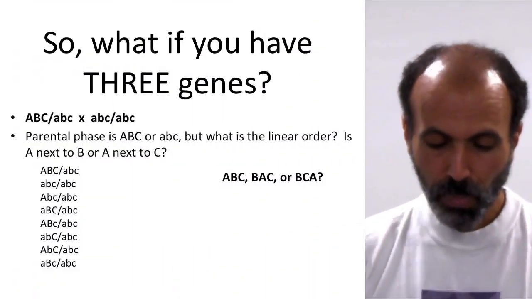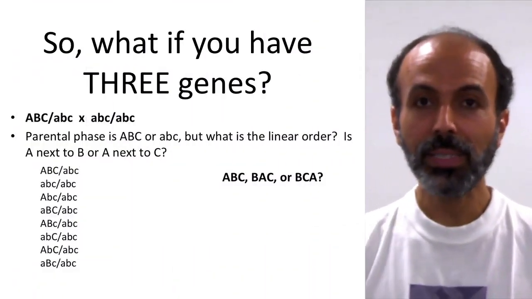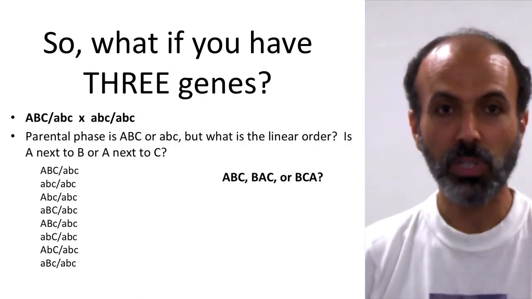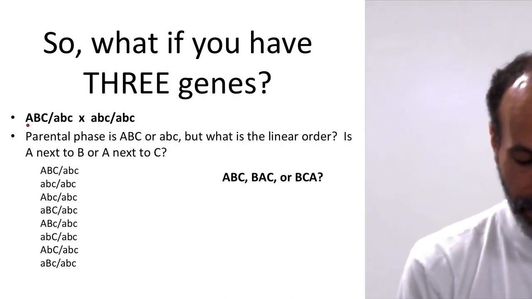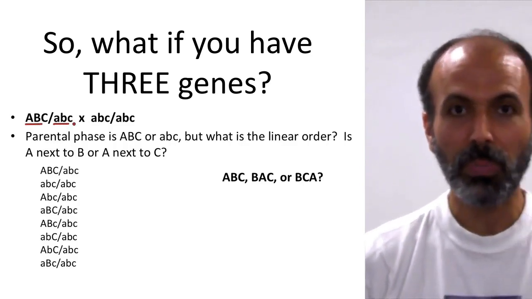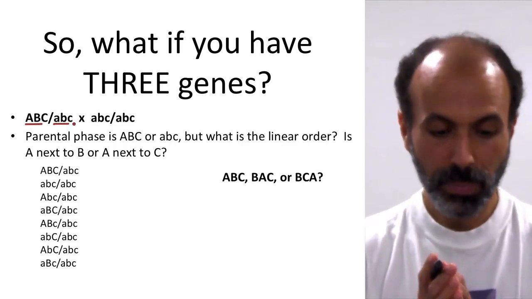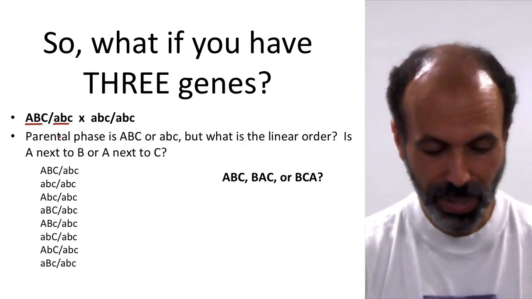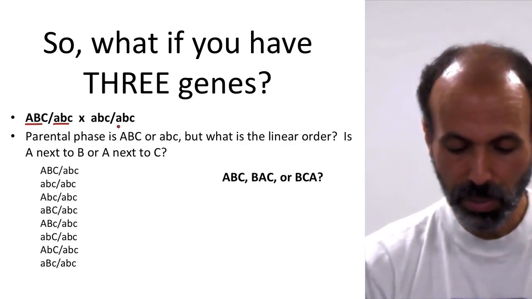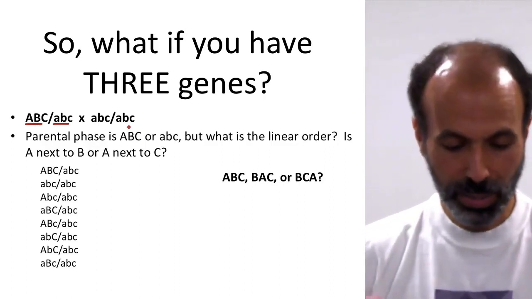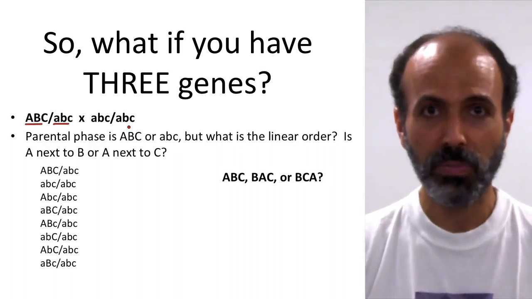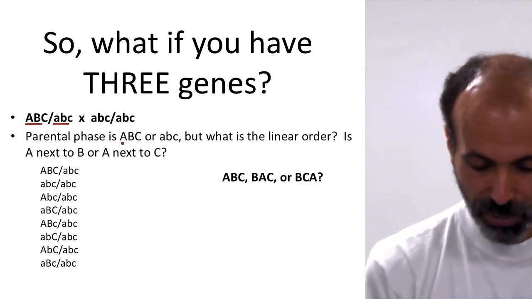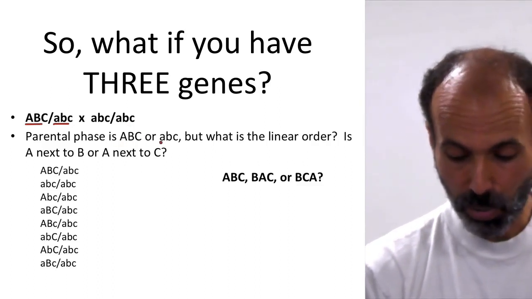So, what if you have 3 genes? Let's say that you have 3 genes A, B, and C. And let's say you know the phase of these genes, where all the capitals came from one parent, all the lower cases came from another parent. You have a heterozygote. So it's big A, little a, big B, little b, big C, little c. But in this phase as depicted here, and you're crossing it to the little a, little b, little c, just like what we did in the previous video as a test cross. Okay? Now you know the parental phase is A, B, C, capitals, or all lower cases.